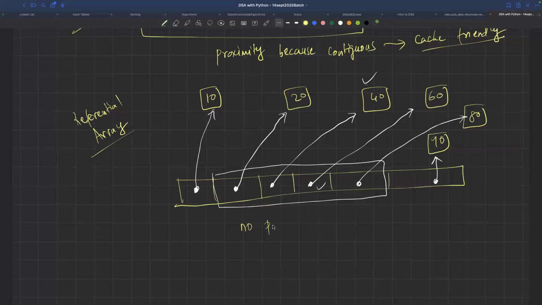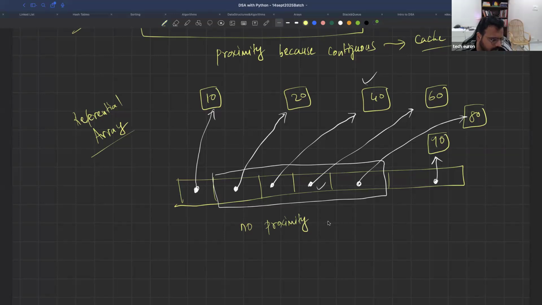Also, is this referential array concept similar to the pointer concept in C? You can say that. No proximity in actual data. Therefore, not cache friendly.